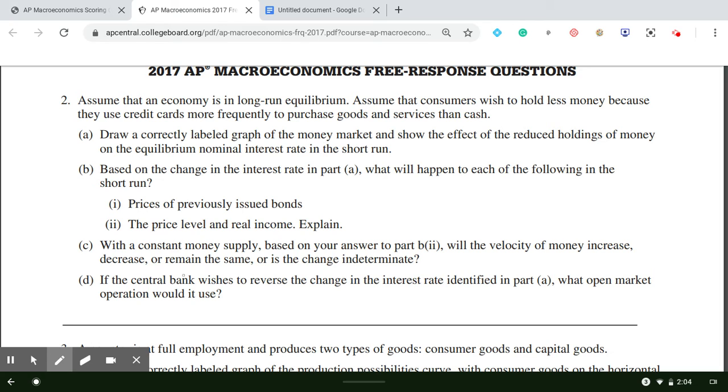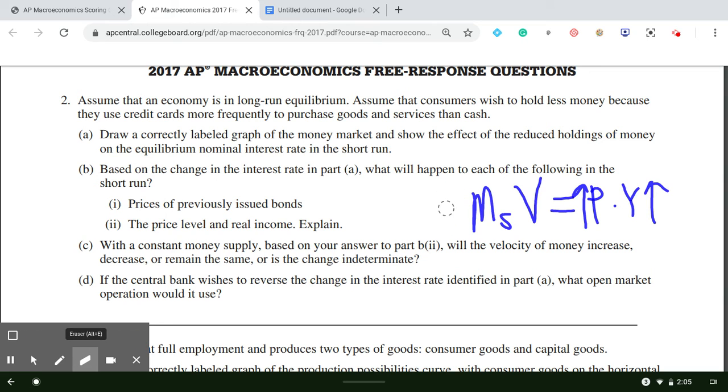All right, so C, this is a strange thing. With the constant money supply, based on your answers in part B2, will the velocity of money increase, decrease, or remain the same, or is it indeterminate? So what this is talking about is you have this money formula, money supply times the velocity equals price level times the output. And so what this is saying is if the price level goes up, the output goes up, money supply goes, oh, excuse me, not money supply. Money supply stays the same. Well, that implies that this velocity of money also has to increase. So that's how we know it will increase. Okay. So velocity of money will have to increase.